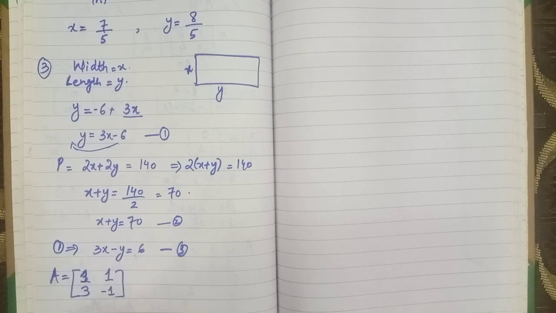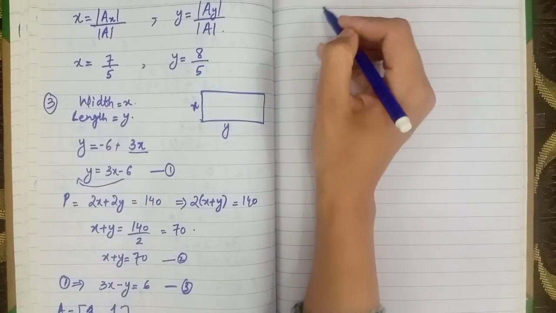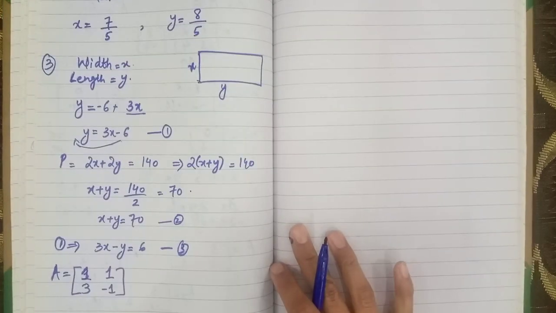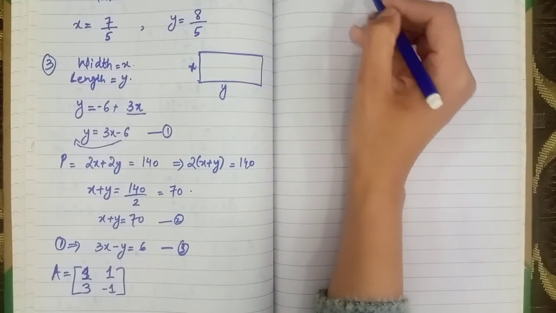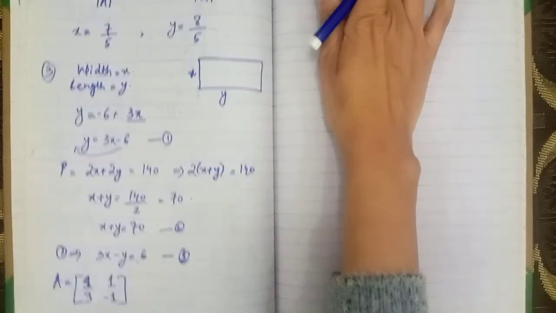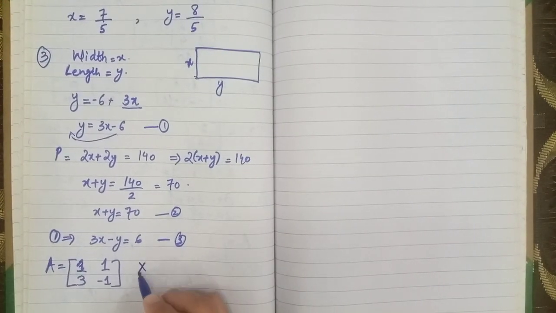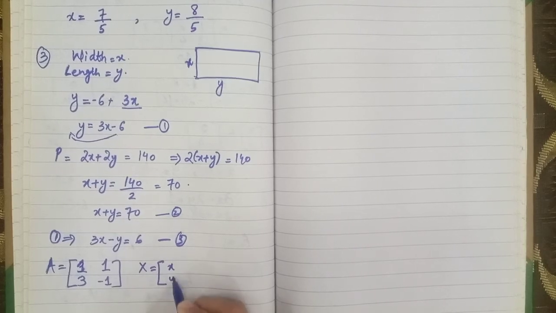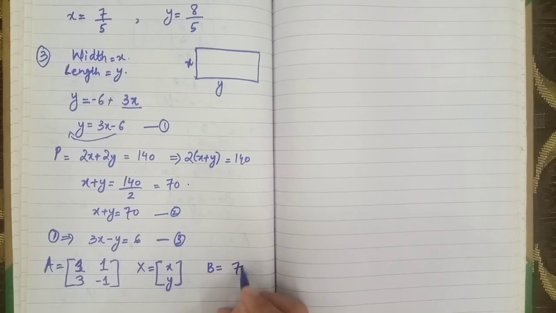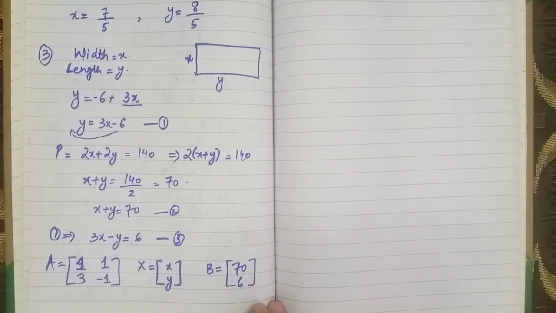Take the determinant of A. What would be the determinant of A? 1 into minus 1 means minus 1, minus 3, that would be equal to minus 4, not equal to 0. So the question is solvable. And the matrix X is x, y. B is equal to 70, 6. The entries of the B matrix are 70 and 6.